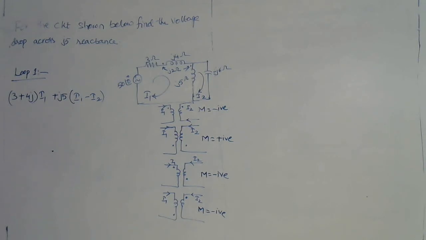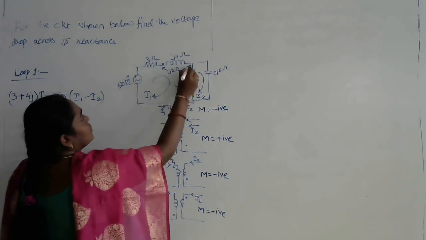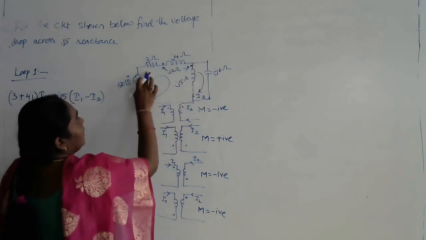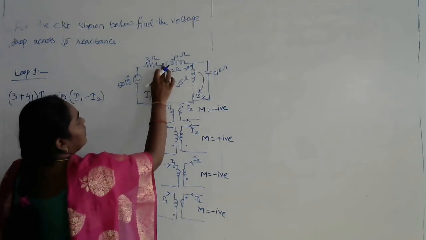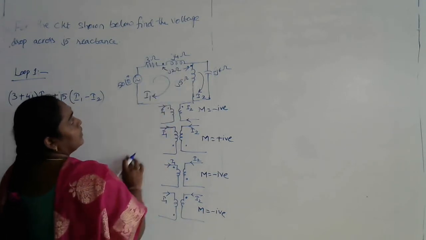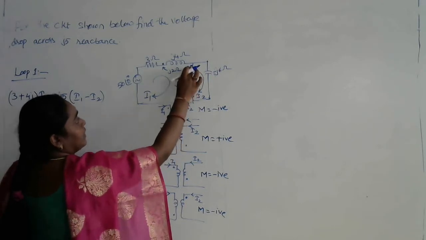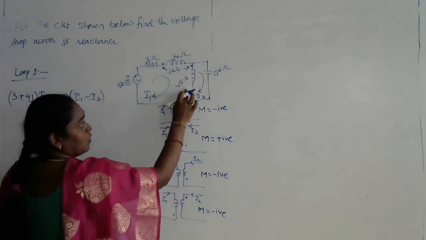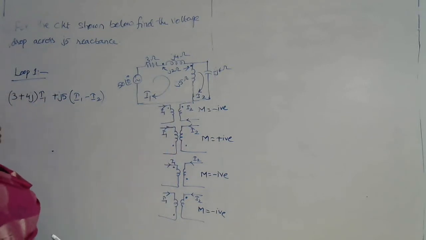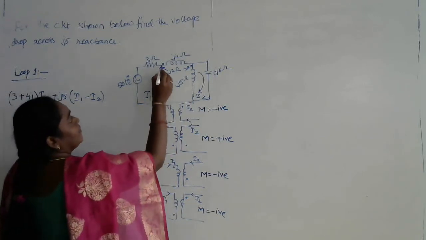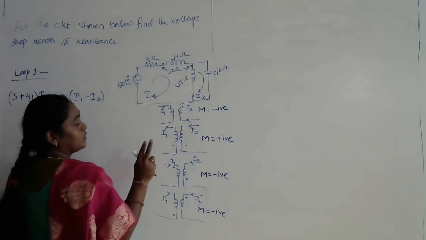Coming to the next one, in the first loop we are having two dots. Here the current flowing through the first dot is from dot to coil. Here also the I1 current is flowing from dot to coil, but I2 current is flowing from coil to dot. But remember one thing, whenever you have two dots for the same loop, you will be getting two mutual inductances.